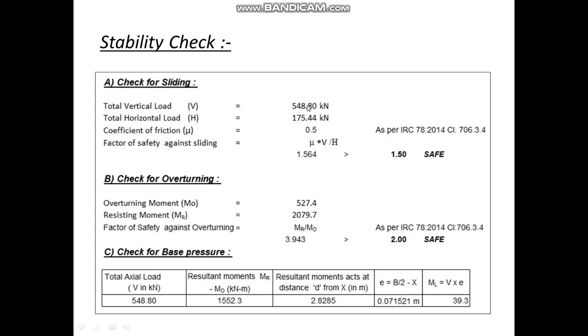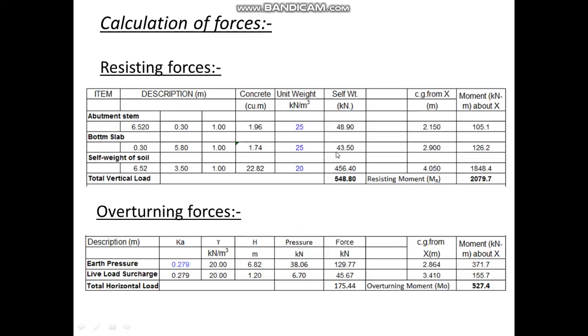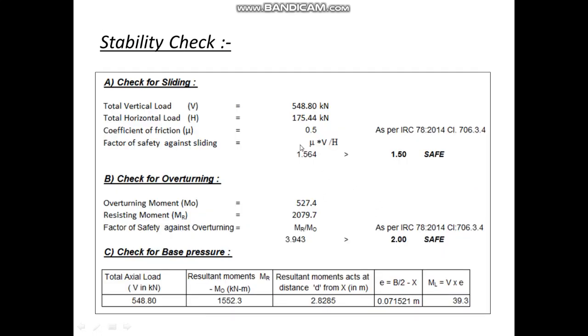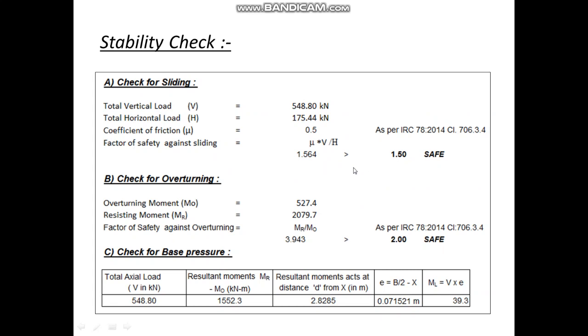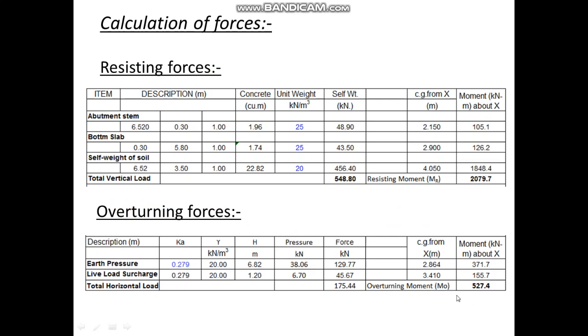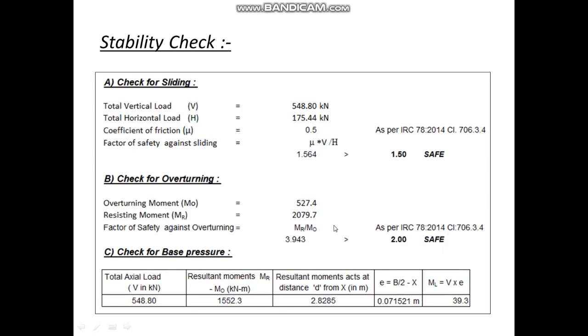Stability check for the sliding. Vertical load is 548.8, horizontal load is 175.4. So this is coming out to be 1.564, which is greater than 1.5. Overturning moment, here you see 527 and the resisting moment is 2079.7. So this is 3.9, which is greater than 2. So it is safe for both.